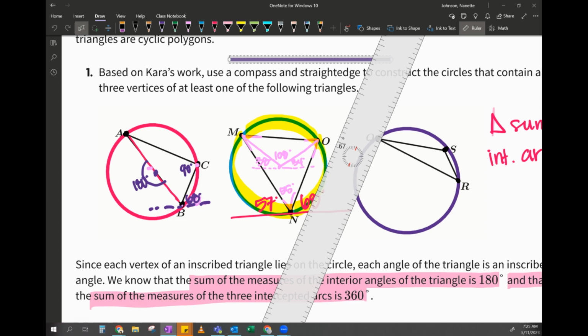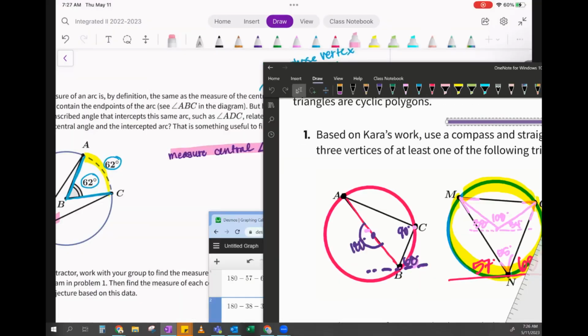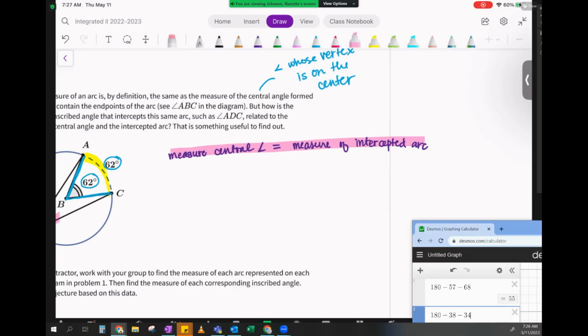Okay. All right. So as you think about this, one of the things that you're supposed to get is that the measure of your central angle equals your measure of intercepted arc. Okay, this is a truth. Know this one. Oh, you cannot see what I'm writing. Give me one second. Sorry, I was writing over here and you can't see me.